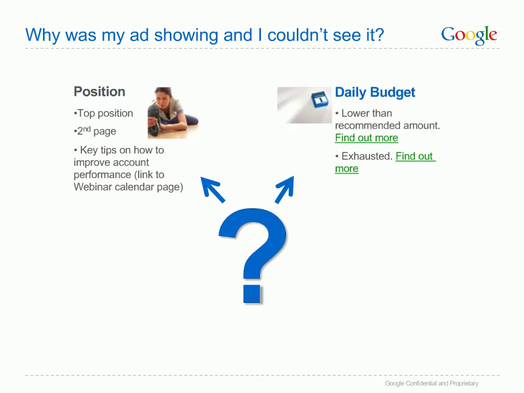Another explanation is if your daily budget is either lower than the recommended amount or has been exhausted. If your daily budget is lower than the recommended amount, your ads will still show, but our system will spread the delivery of your ad throughout the day. This is to ensure that clicks on your ad do not exceed your budget. Therefore, your ad is showing, but not every time it's eligible to show, as it's limited by the budget. If your daily budget has been exhausted, this means that you have received the maximum amount of clicks you can without exceeding your budget that day. Therefore, we stop showing your ad until the following day to ensure that you don't exceed your budget.